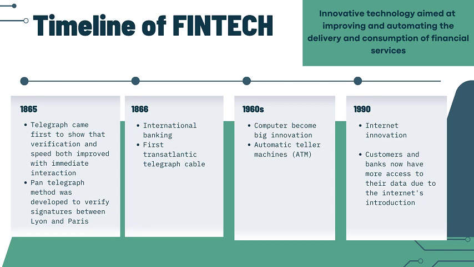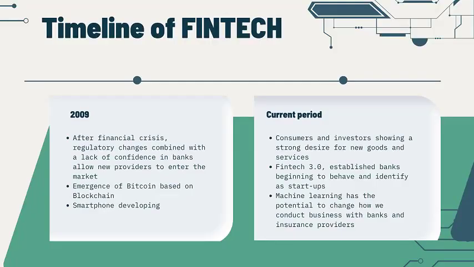And in 1960, automatic teller machines (ATM) were also developed, and they enhanced communication through telex and SWIFT. In 1990, customers and banks had more access to their data by using the internet. Next, in 2009, after the financial crisis, regulatory changes combined with a lack of confidence in banks allowed new providers to enter the market. It brought the introduction of Bitcoin that focuses on decentralized control. At the same time, smartphones grew. People use them as their main method of accessing the internet and other financial services.